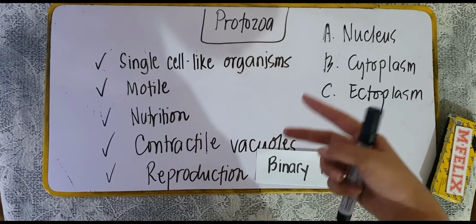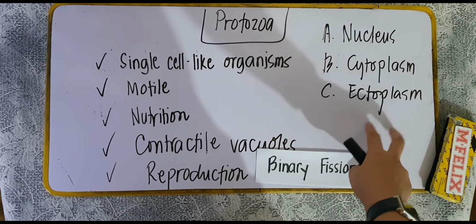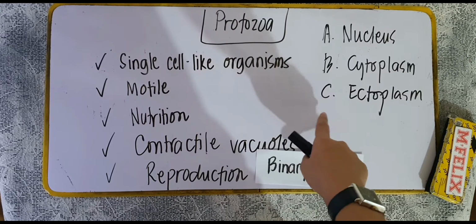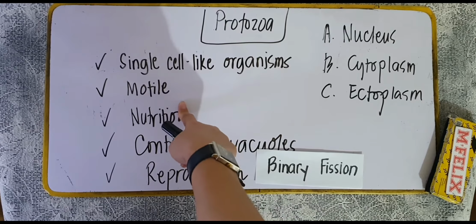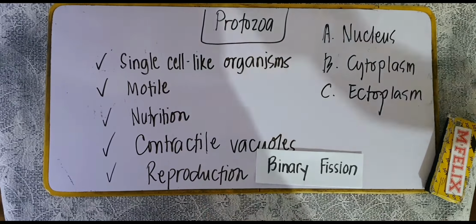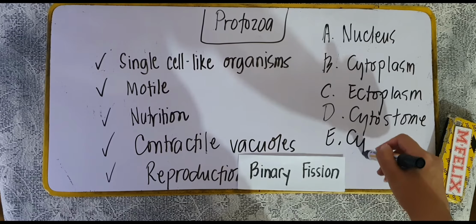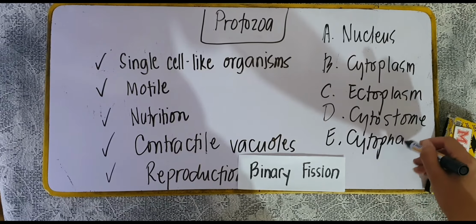Aside from this, in the ectoplasm, that is where you will find their contractile vacuoles as well as their structure for locomotion. Now, aside from this, they also have what we call the cytostome. Cytostome is like a mouth-like structure for them. That is their mouth. It is located laterally at the anterior end. Then, lastly, they have what we call the cytophage.